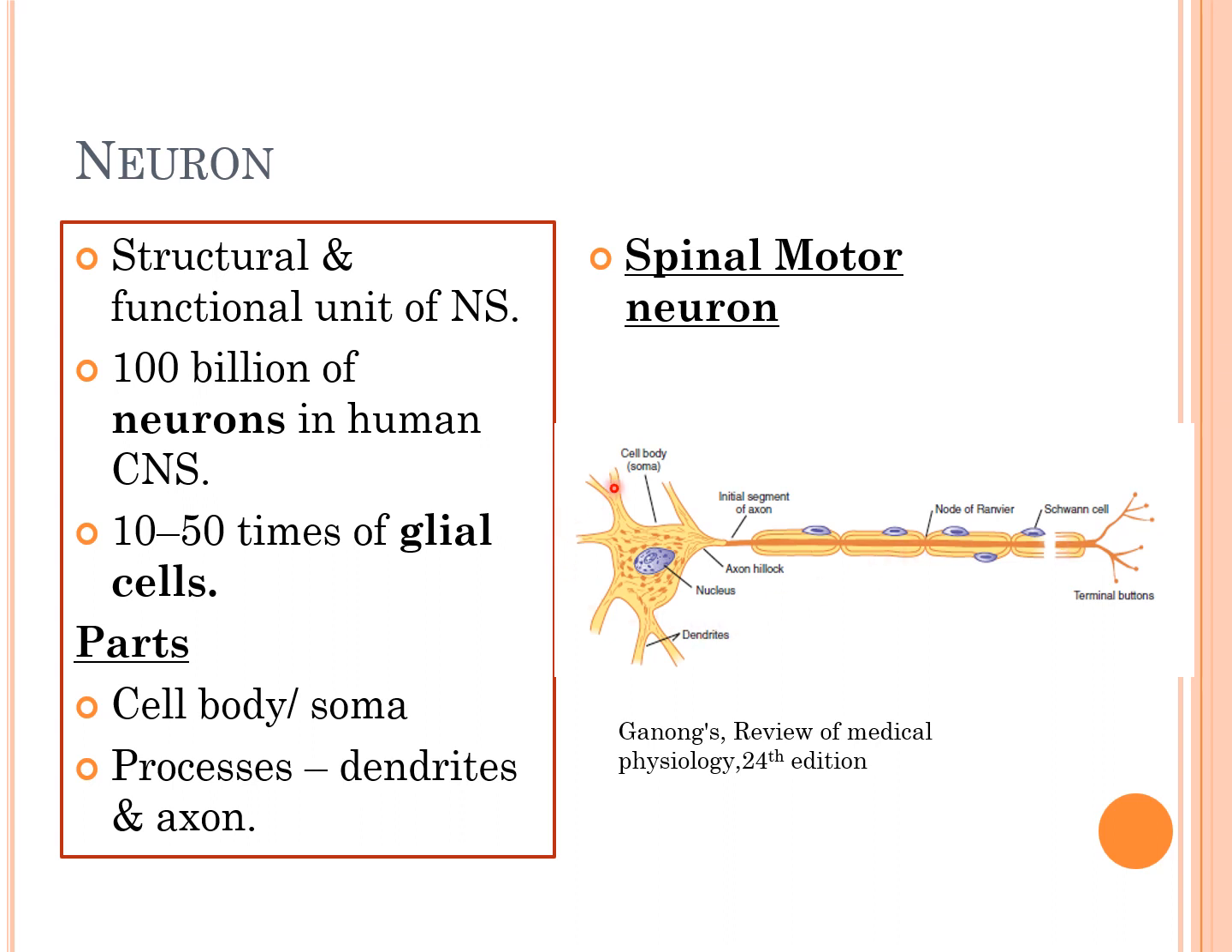So this is the typical structure of the spinal motor neuron, which is actually a multipolar neuron. I'll tell you what a multipolar neuron is. Here you can see there are many different poles from which dendrites and axon arise. So this type of neuron is called a multipolar neuron. This is the typical structure seen in the spinal motor neurons.